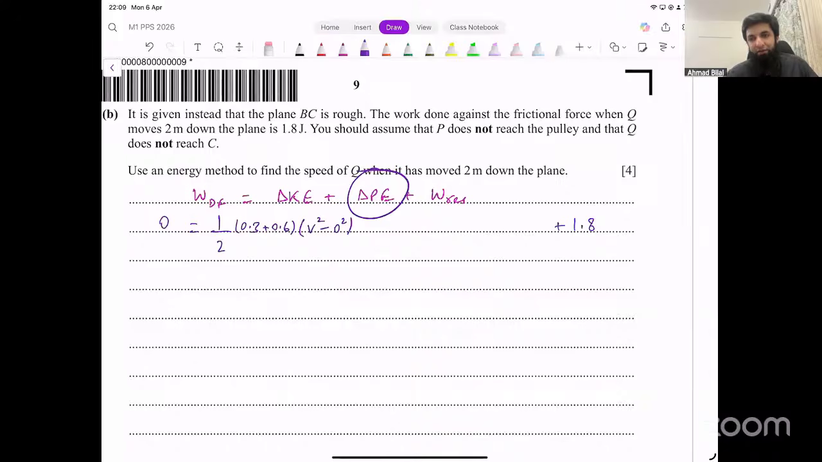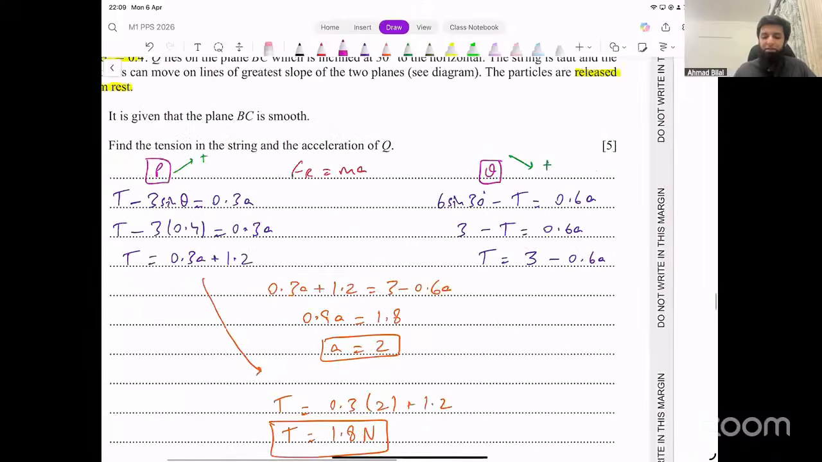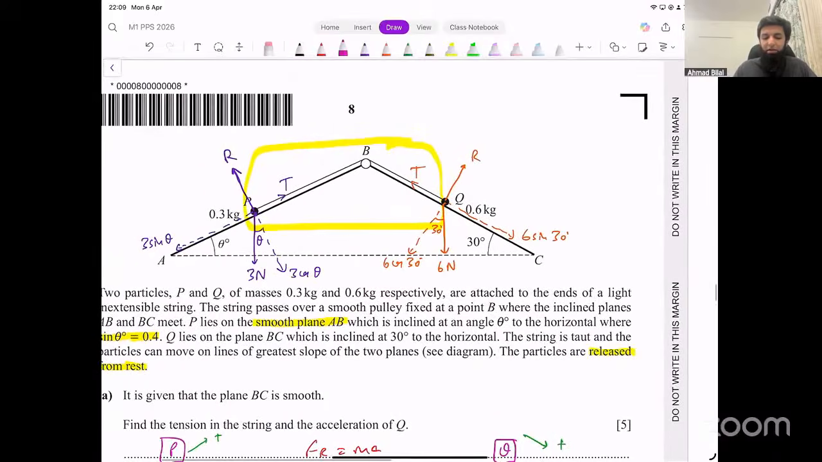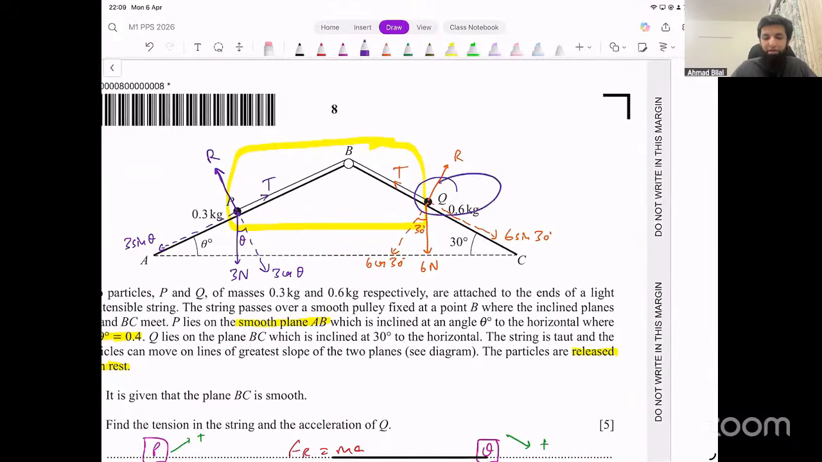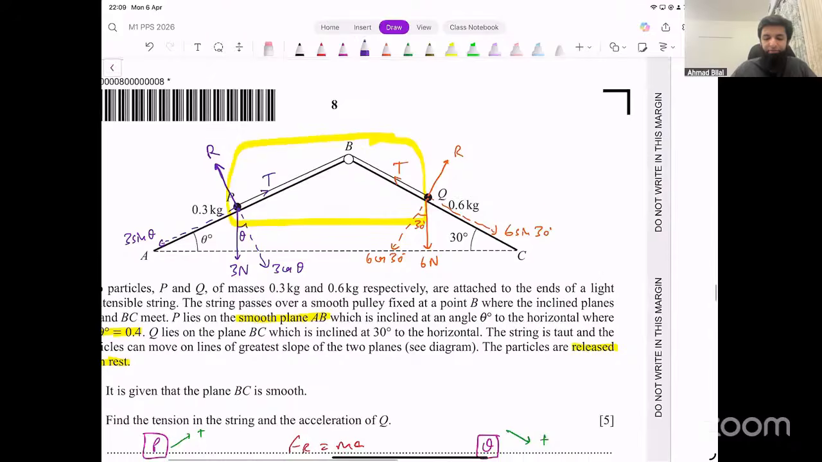So there's a question. If we are finding the speed of Q, why are we using mass for both of them? When we are applying the work energy principle, we're talking about the whole system, right? We can't just apply it on Q only because then there'll be too many unknowns.